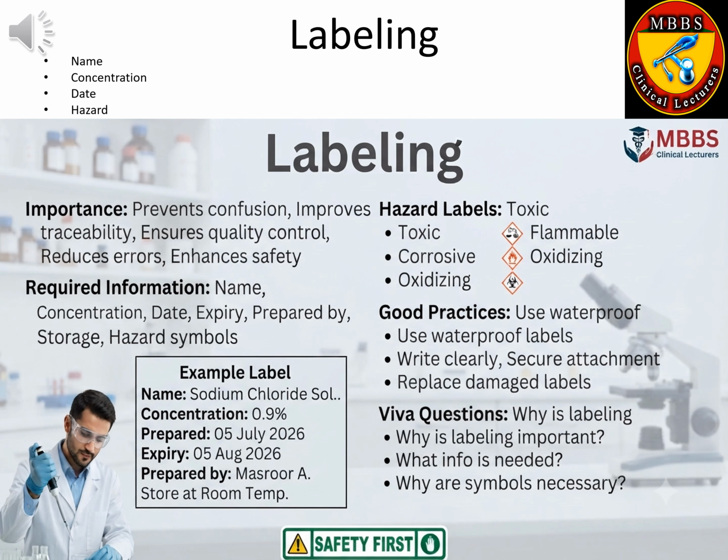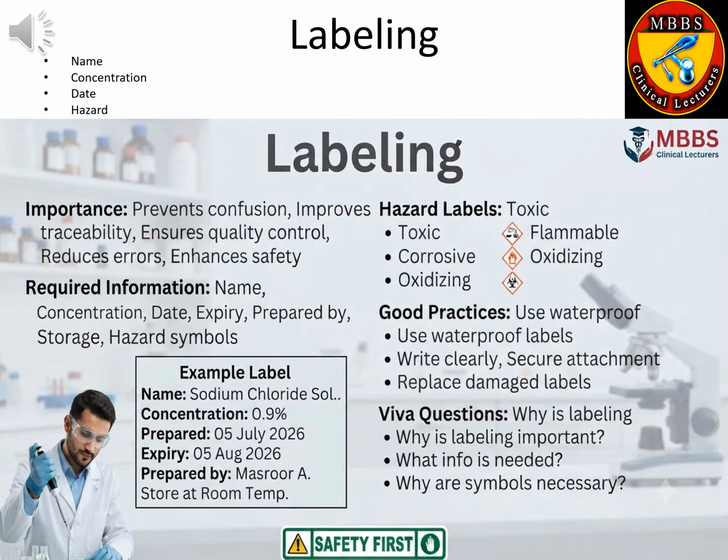Labeling. Proper labeling is one of the simplest yet most important laboratory practices. Incorrect or missing labels can lead to sample mix-ups, contamination, incorrect experiments, and even serious laboratory accidents. Every prepared solution and sample must be labeled immediately after preparation.